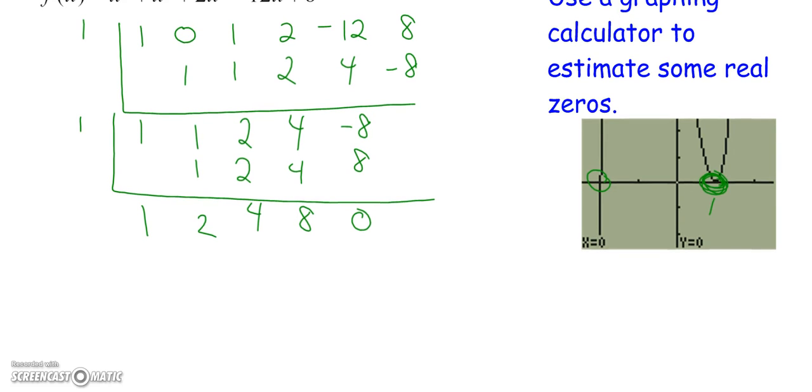We also believed that negative 2 was a 0. That's saying we believe that x plus 2 is a factor. So we are going to test, you guessed it, negative 2 as a 0. And notice, I'm not going back to the original problem. I'm continuing to divide out pieces.